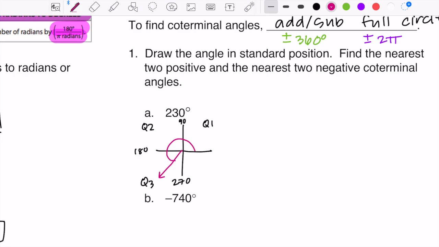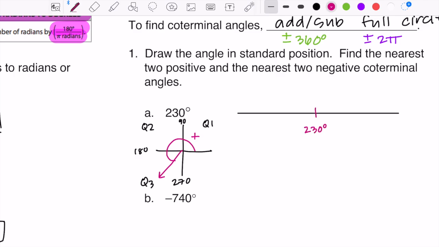So again, this is a positive angle, so we went up and around. And then the next part of this is to find the nearest two positive and the nearest two negative. There's an infinite number of coterminal angles. So let me draw this line right here, and I'm going to put 230 right here.